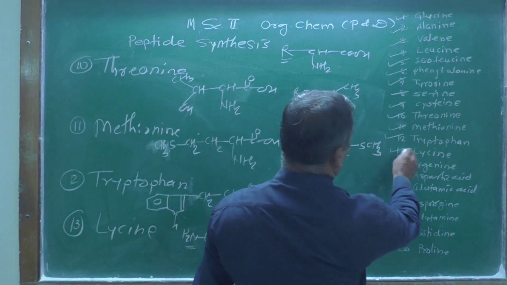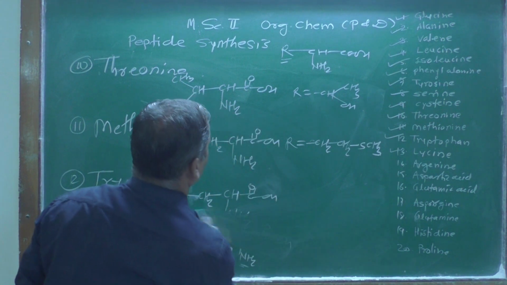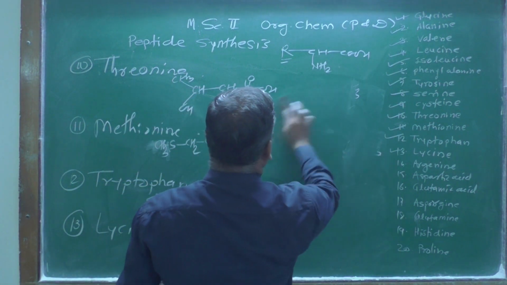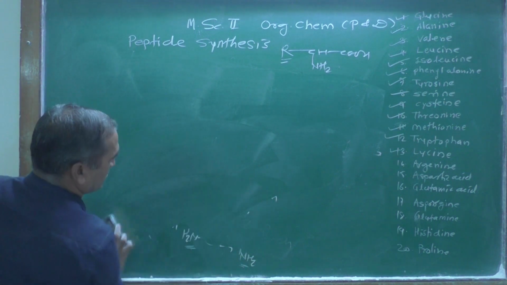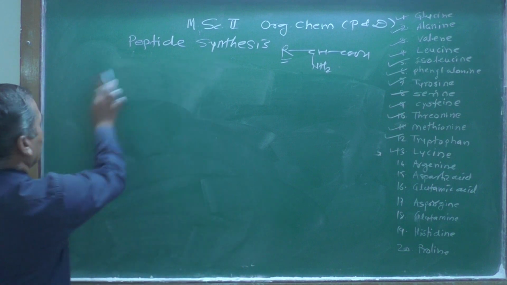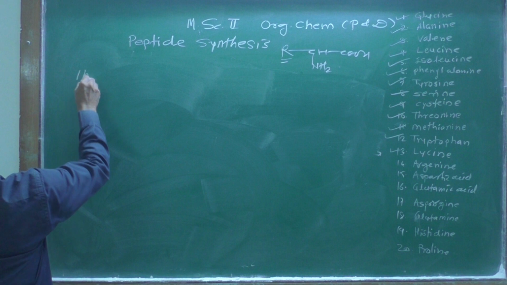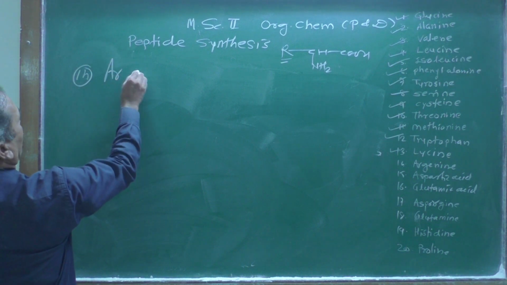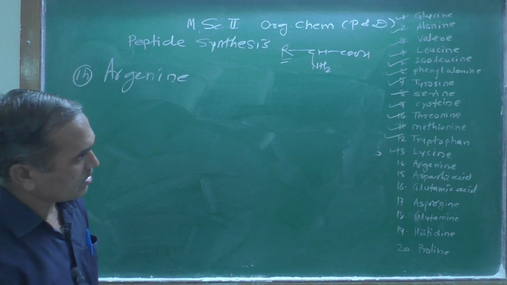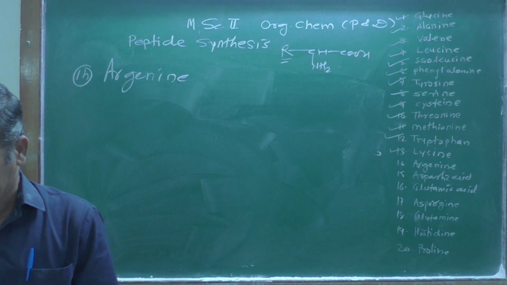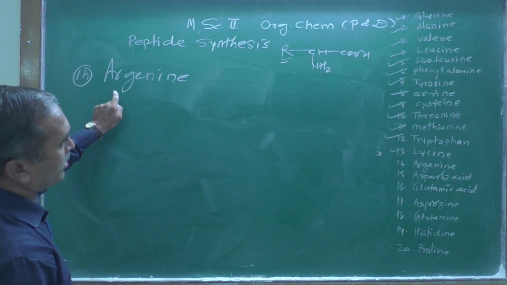Now let us see, the next one is arginine. What will be the structure of arginine? Let us see here the structure of arginine. The structure of arginine will be number 14. This is also basic in nature.